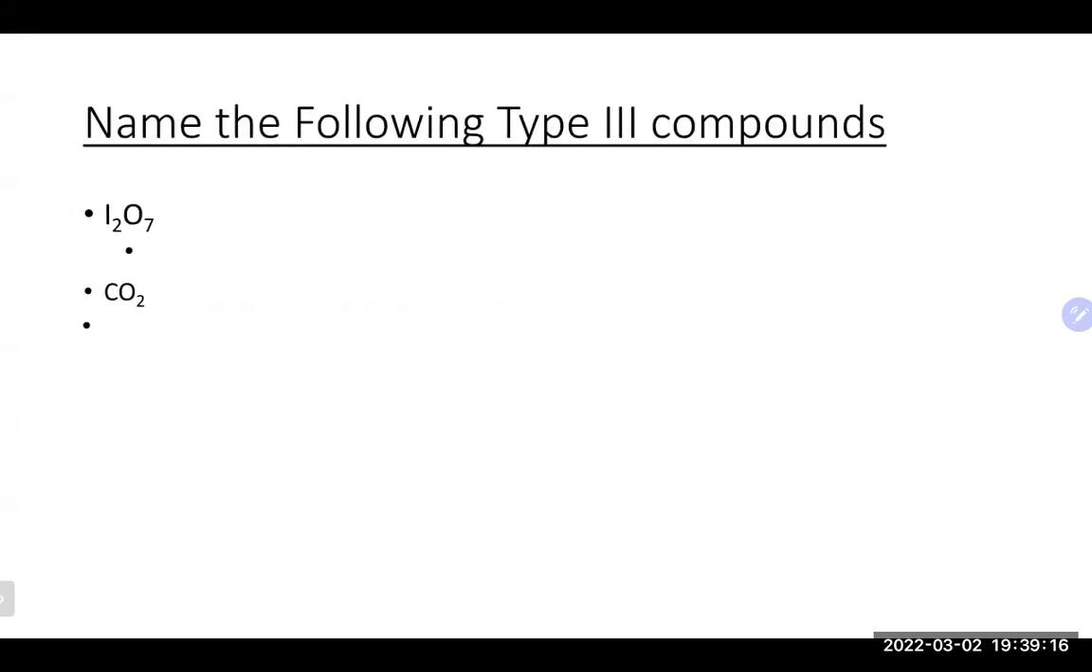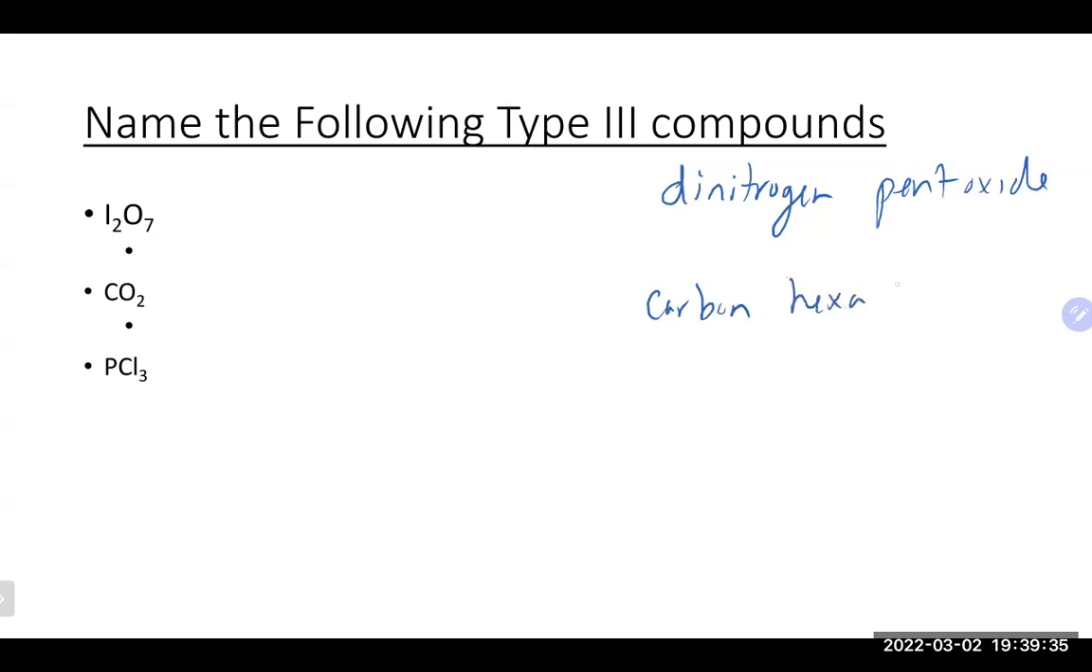All right, so why don't you take a second here and name those guys, and then also write the formulas for these? So I'll do a little better here, hopefully. Dinitrogen pentoxide. Let's do carbon hexafluoride. And let's do dioxygen tribromide. All right, so correct name on the left and formulas on the right.